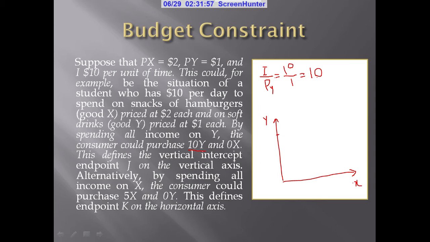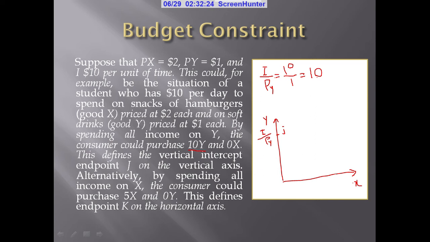This defines the vertical intercept, point J on the vertical axis. This is your point J on the vertical axis, and it shows that the individual is consuming only commodity Y and the consumption of commodity X is equal to 0. It shows your vertical intercept.